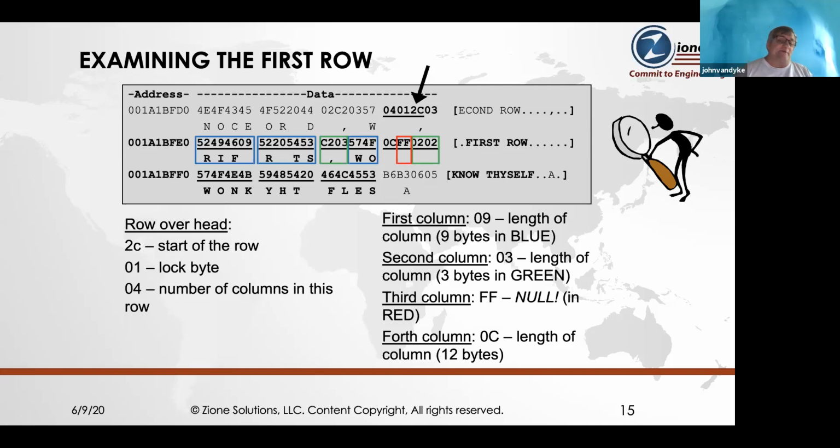I don't know about you guys, but I thought that was kind of cool when I first started digging into this, actually many years ago now, and figuring out all this fun stuff with how it's stored. So FF signifies a null in between two non-nulls.